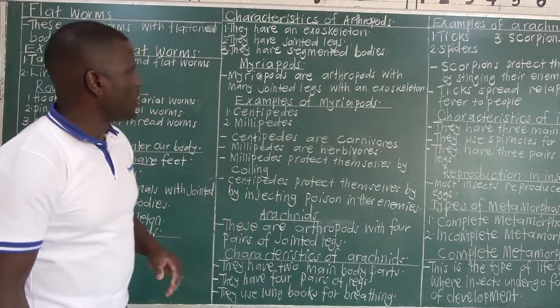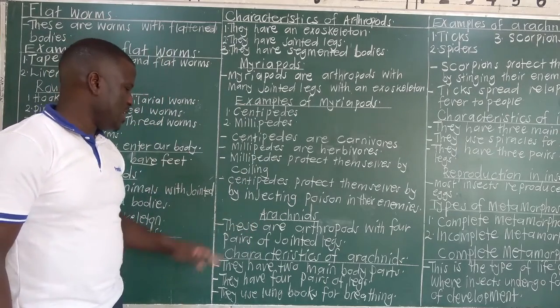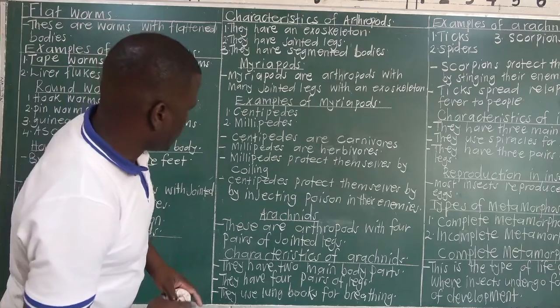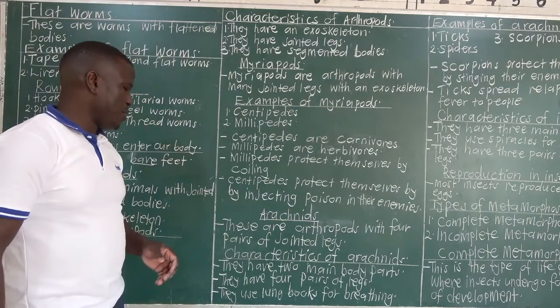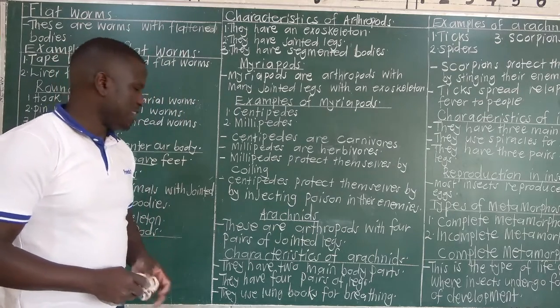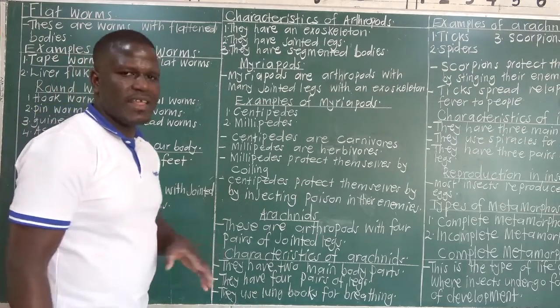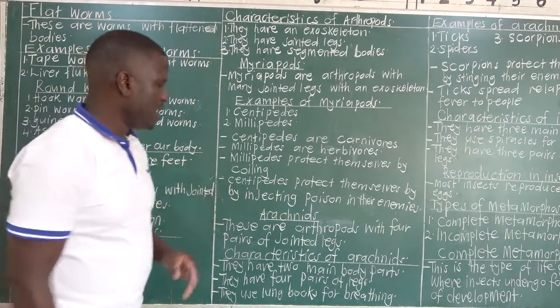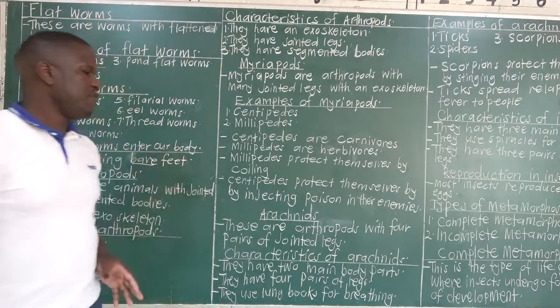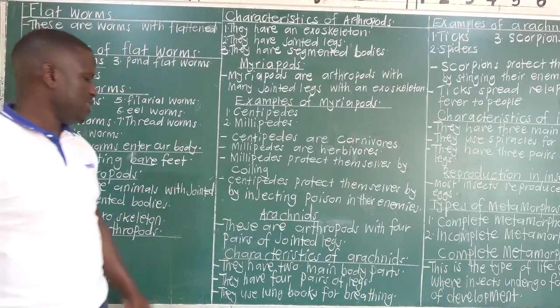Next, the next group of arthropods is arachnids. Arachnids are arthropods with 4 pairs of jointed legs, meaning that they have 8 jointed legs. That's what we mean by having 4 pairs of jointed legs.